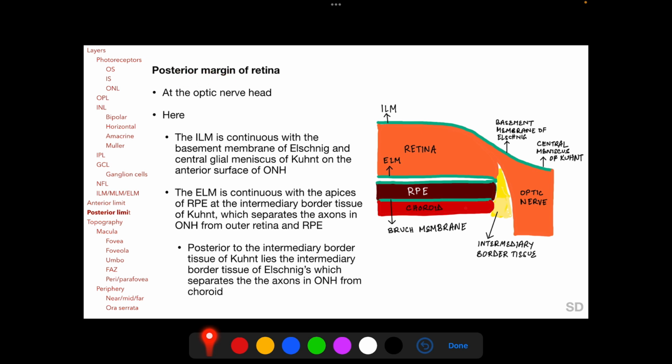The posterior margin of the retina lies at the optic nerve head. Here the internal limiting membrane is continuous with the basement membrane of Elschnig and the central glial meniscus of Kundt on the anterior surface of the optic nerve head. The external limiting membrane is continuous with the apical junctional girdles of the retinal pigment epithelium at the intermediary border tissue of Kundt, which separates the axons of the optic nerve head from the outer retina and the retinal pigment epithelium. Posterior to the intermediary border tissue of Kundt lies the intermediary border tissue of Elschnig, which separates the axons of the optic nerve head from the choroid.